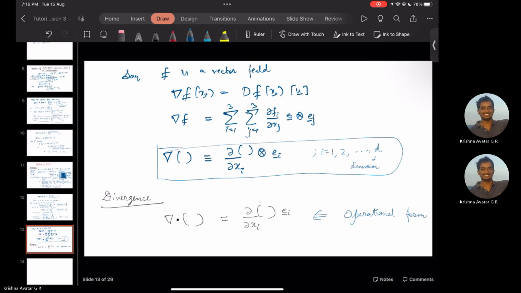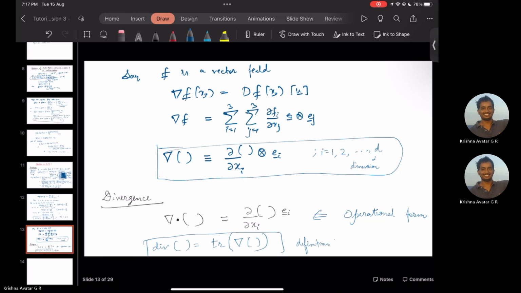But how do you define it? The definition of divergence is that the divergence of something is equal to the trace of the grad of that quantity. So this is the definition, and this is the operational form. Fine, this is the definition.